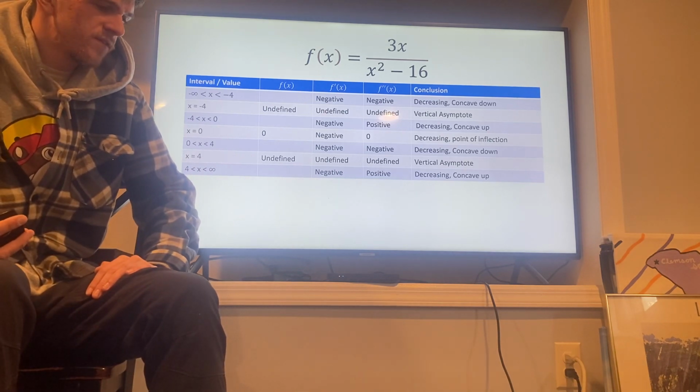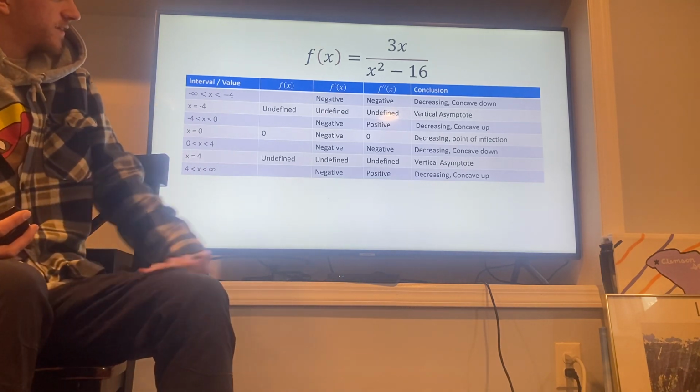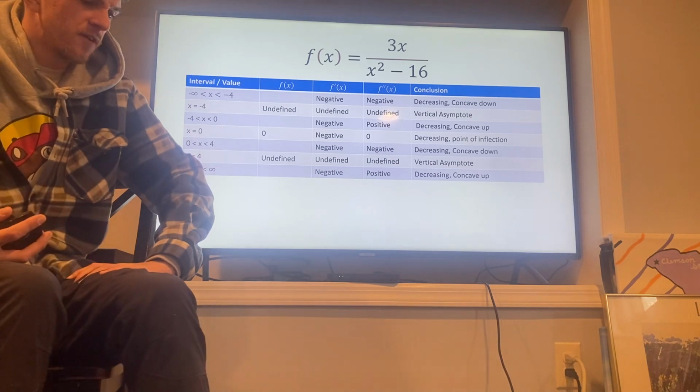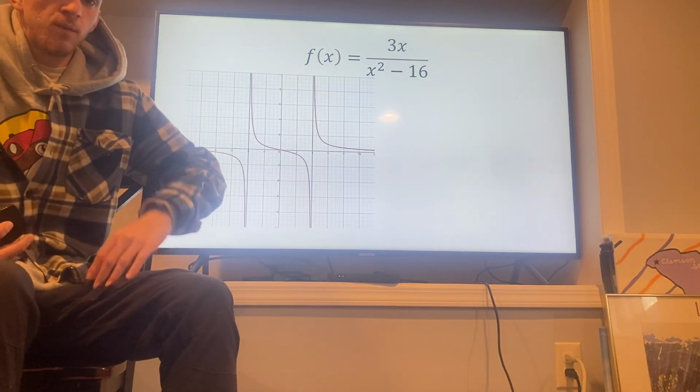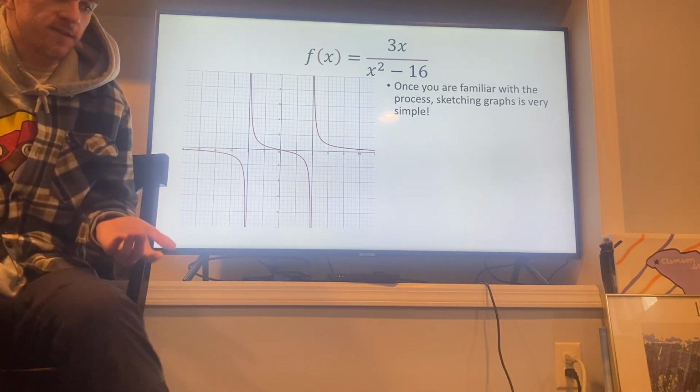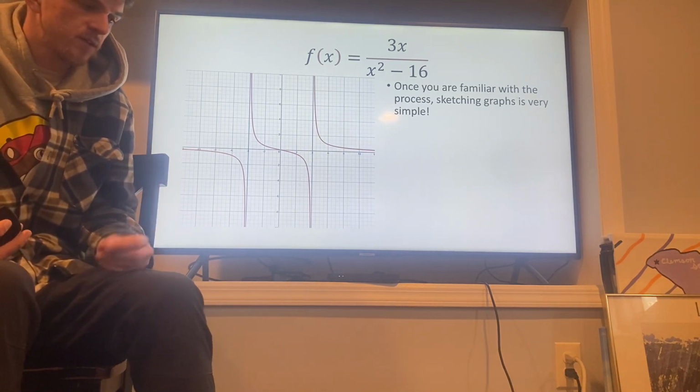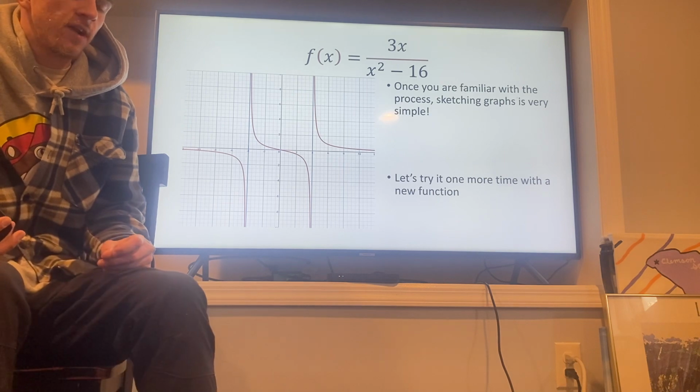So all this information in this table right here gives us a graph. It should look something like this. And once you're familiar with the steps, sketching graphs becomes a very simple process. Let's give it a try.